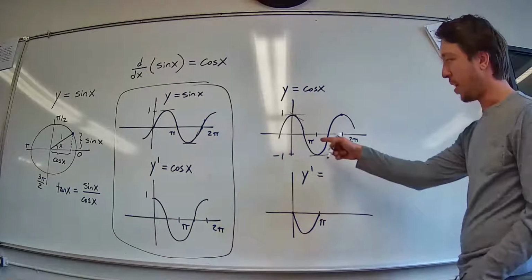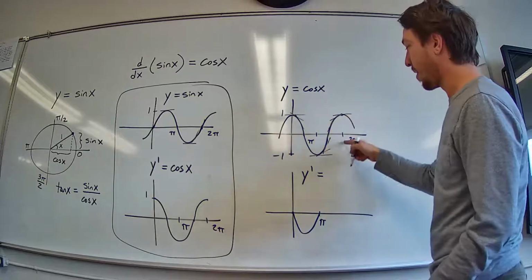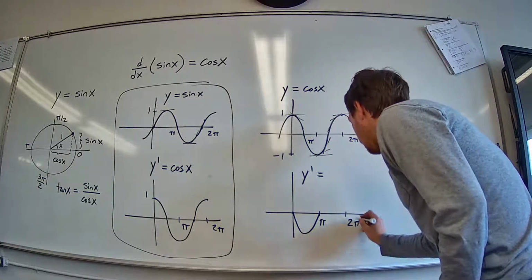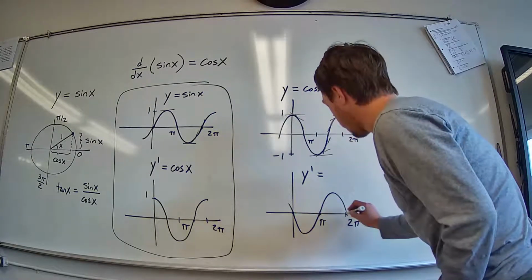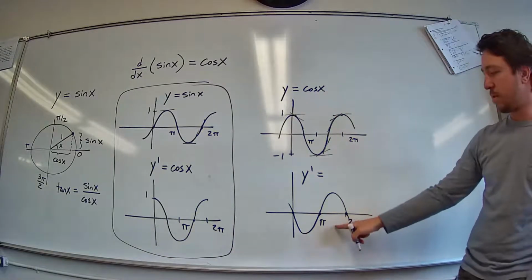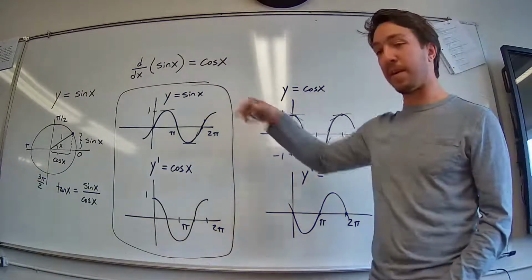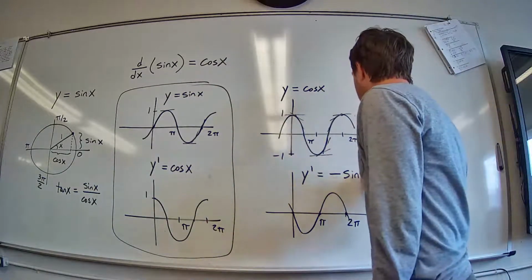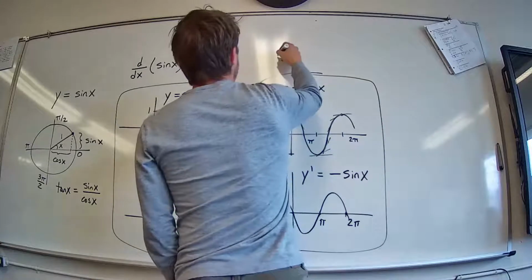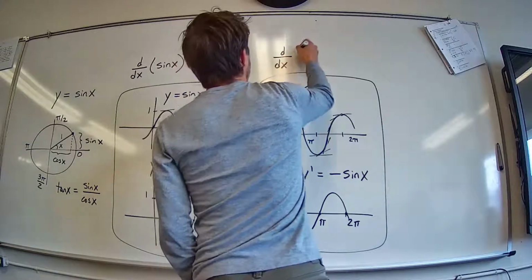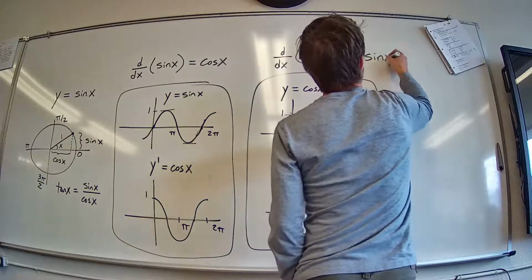Make sense? And then what do they do here? They go positive, positive, positive, until they hit 0 again at 2 pi. And of course, the graph would extend forever. It looks like the sine graph, but flipped upside down, right? Negative sine. Okay. Moral of the story there is the derivative of the cosine function is the opposite of the sine function. It's negative sine.